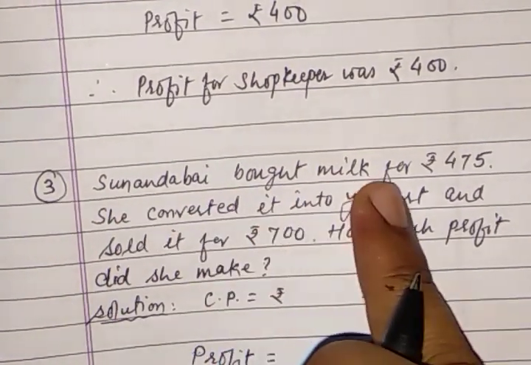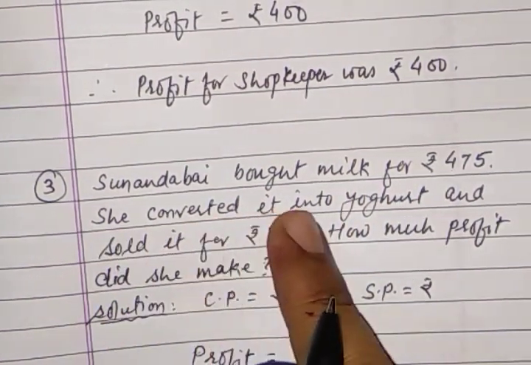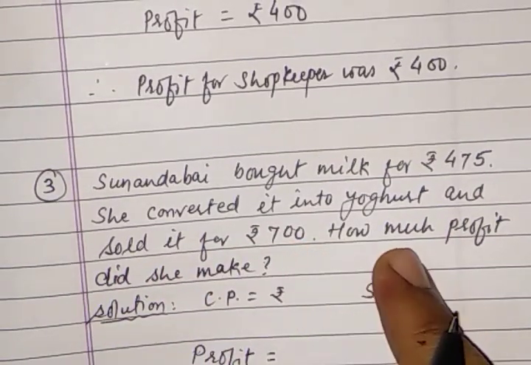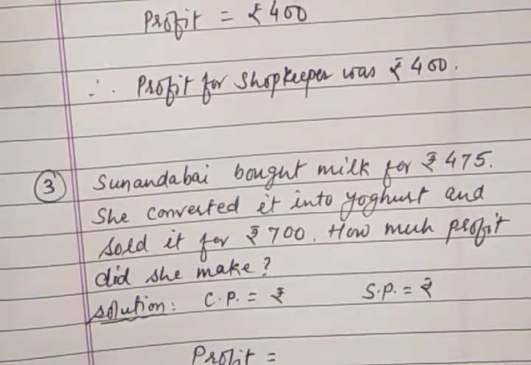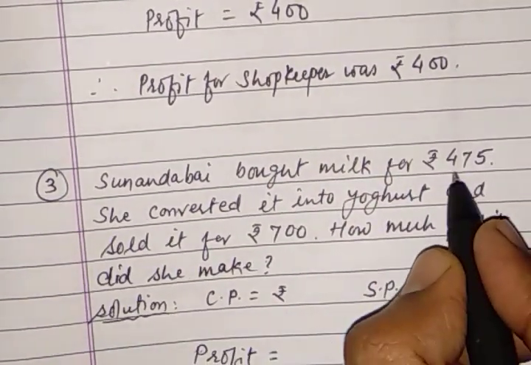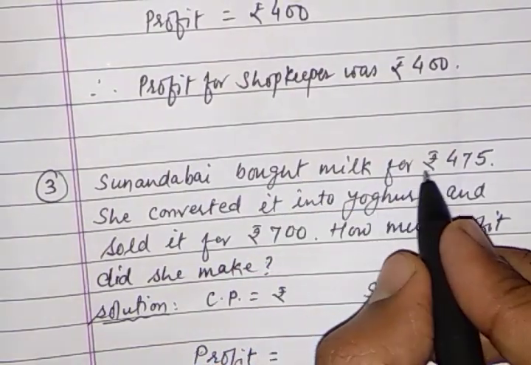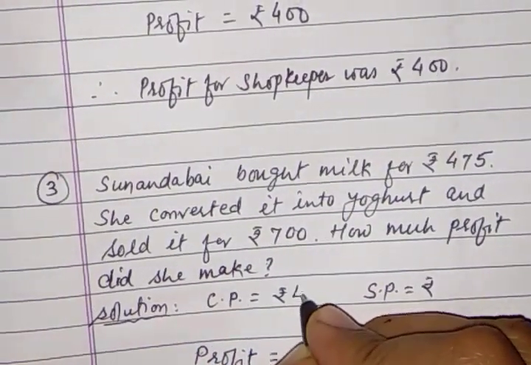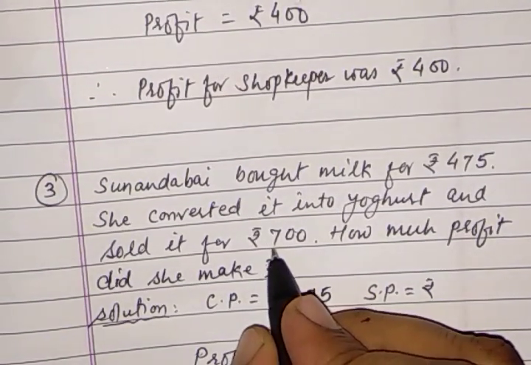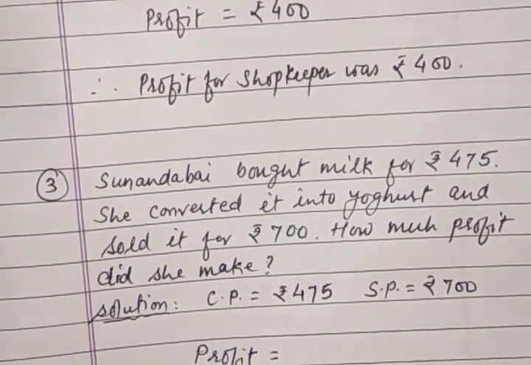Sunanda Bai bought milk for rupees 475. She converted it into yogurt and sold it for rupees 700. How much profit did she make? So it is a similar question like the second one. First of all, write down cost price. So Sunanda Bai bought milk for rupees 475. So you will write cost price is rupees 475, and she sold it for rupees 700. So selling price is 700.